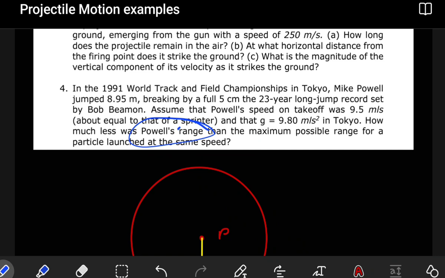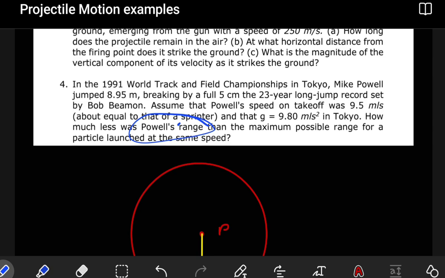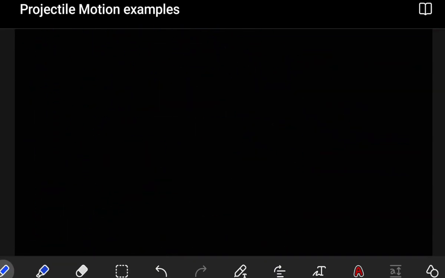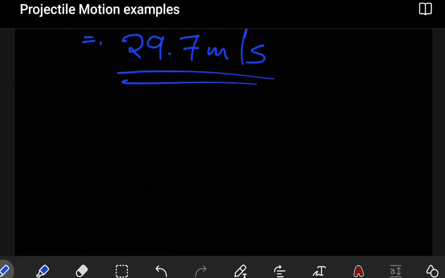Okay, so here they're talking about the maximum possible range for a particle. Well, let me describe that a little bit. I made a video about that. You can look it up as well. I think it's there on YouTube. I'll also attach a link to it.